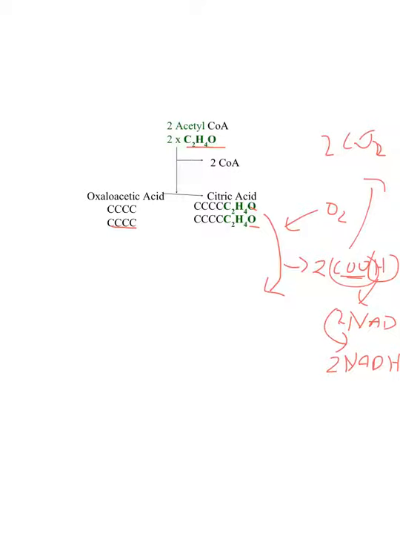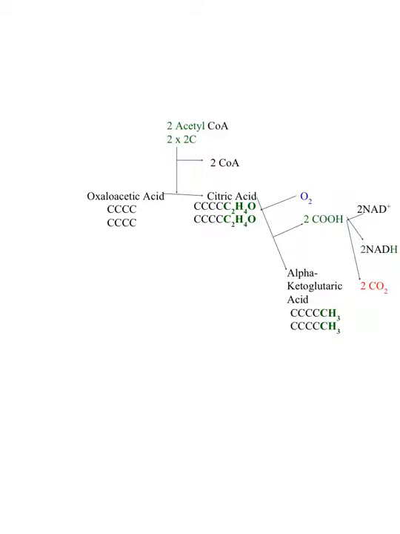And that's really messy, so let me go ahead and clear that up. Yeah, that's a whole lot better. Our oxygen is inputted, our carboxyls are released, NAD picks up the hydrogen to become NADH, and CO2 is our waste. Now we no longer have a 6-carbon citric acid, but a 5-carbon acid called alpha-ketoglutaric acid.